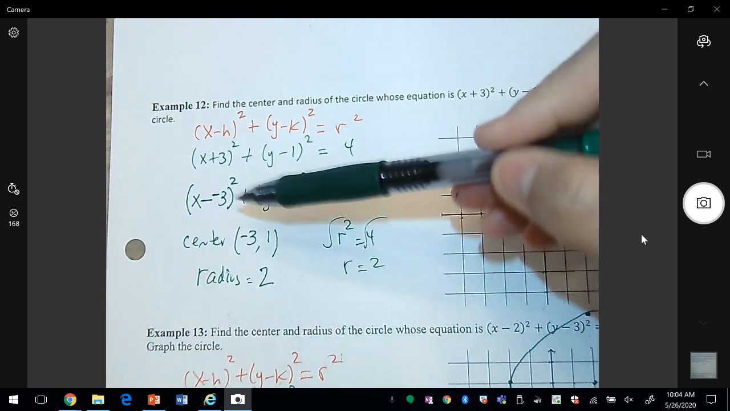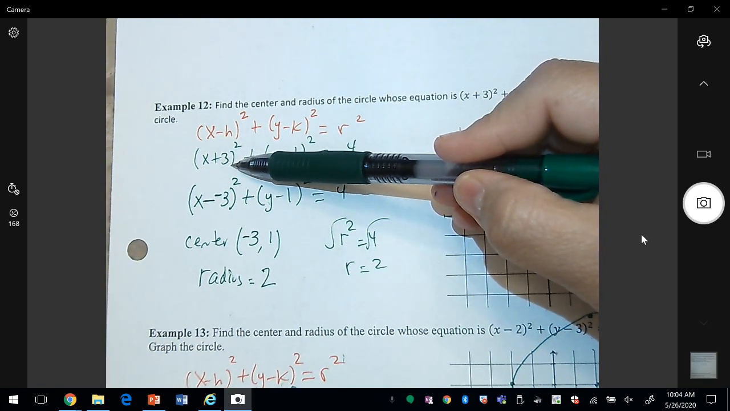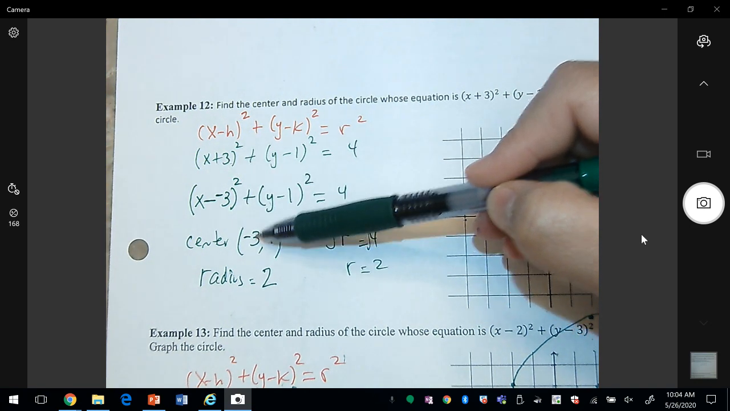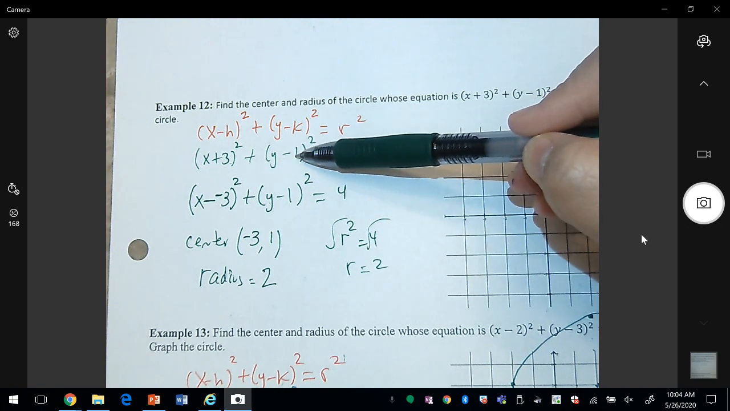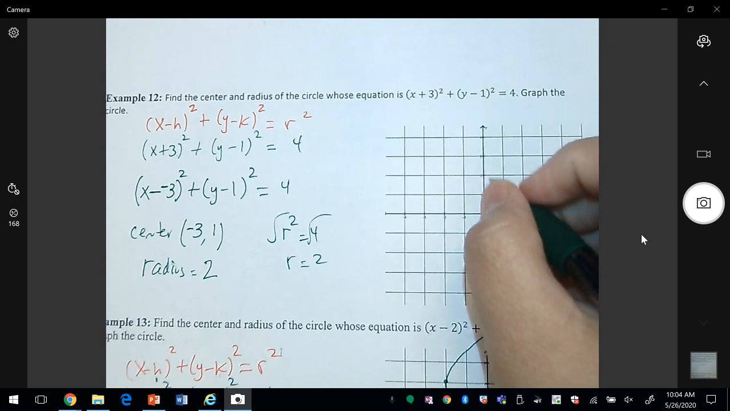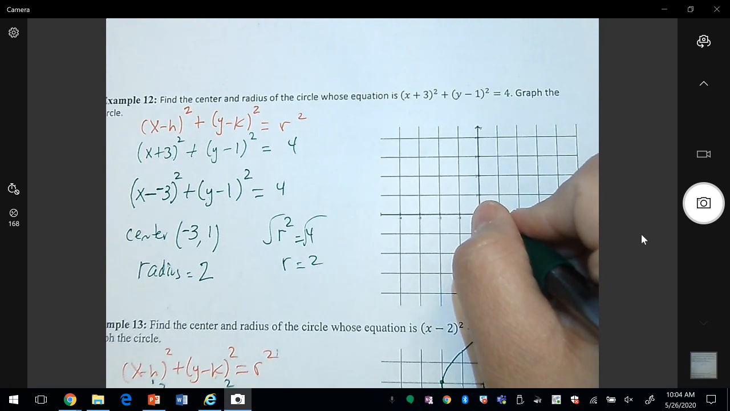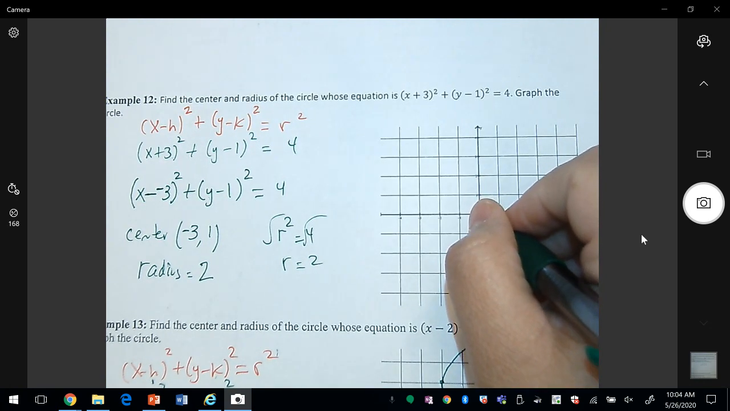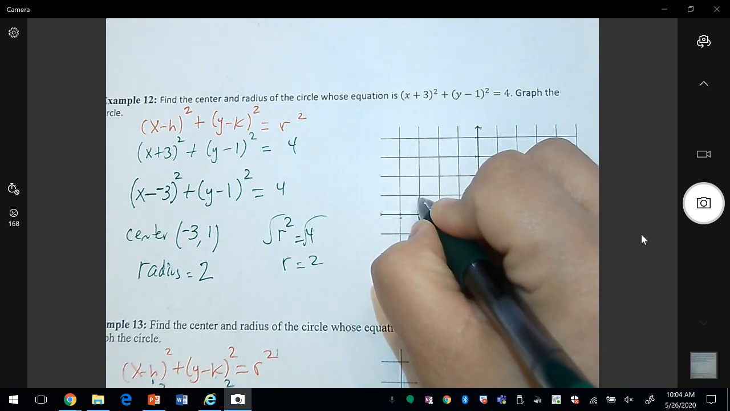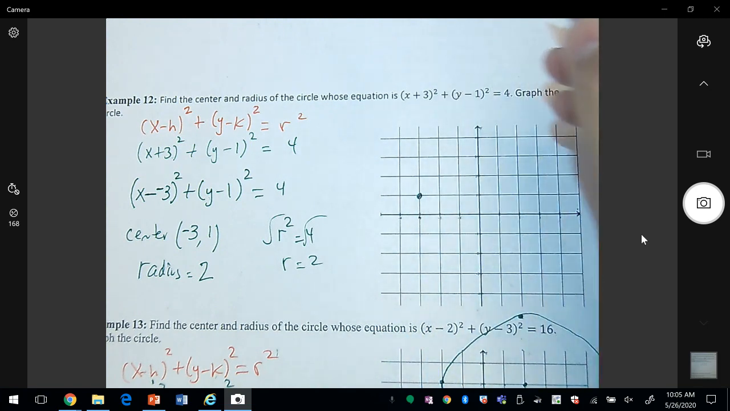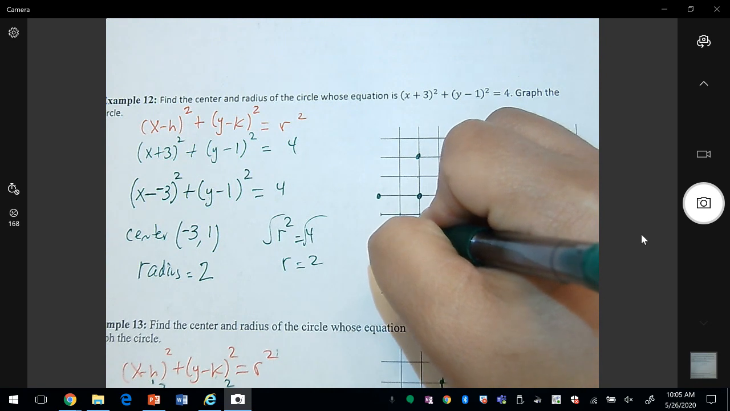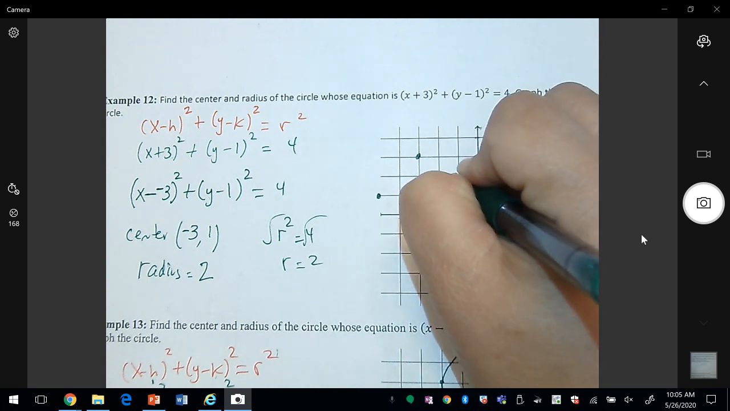So again, notice that if you have a positive number, the center is going to be the opposite of that, negative 3. If you have a minus 1, then the opposite will be a positive 1. So now we can graph. The center is negative 3 and 1, and the radius is 2. From here, we're going to go up 2, to the left 2, down 2, and right 2. And then we can sketch our circle.